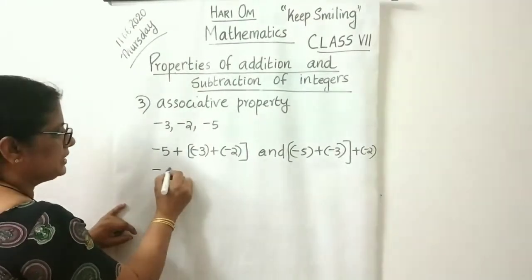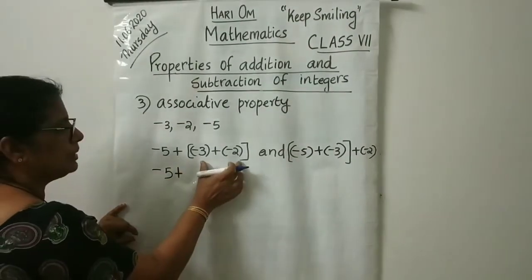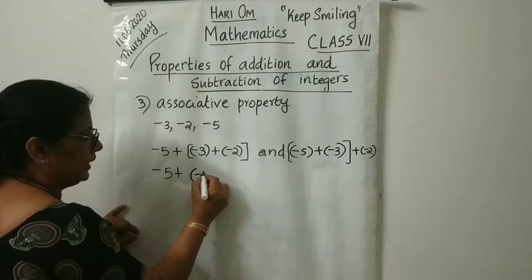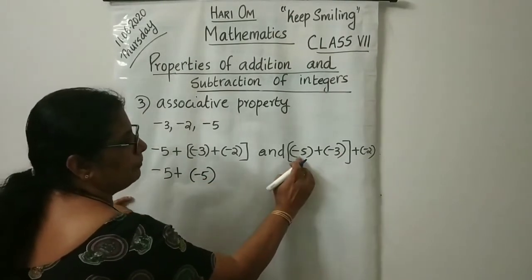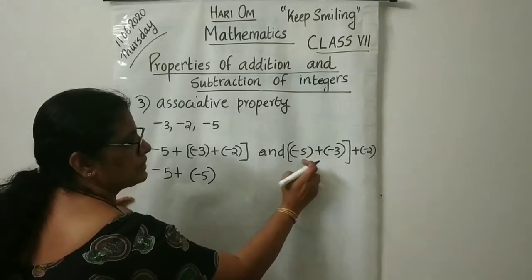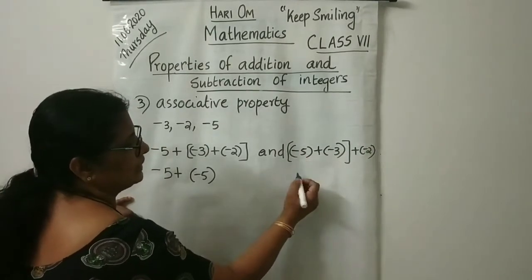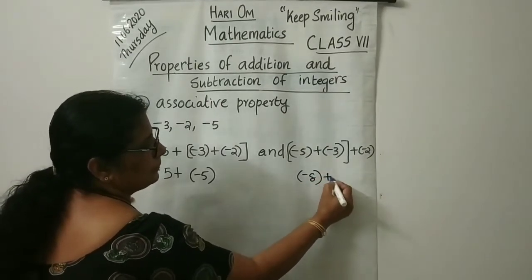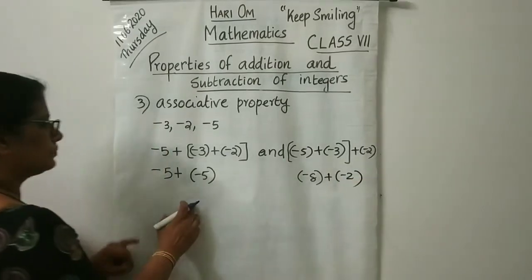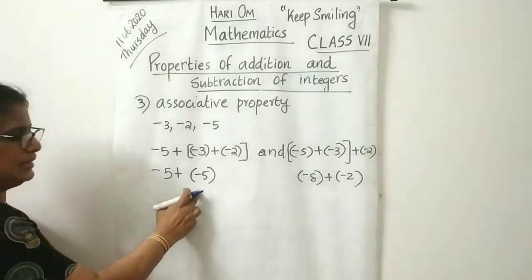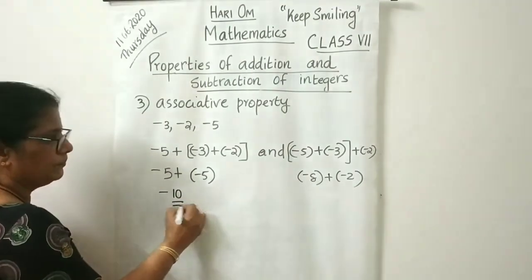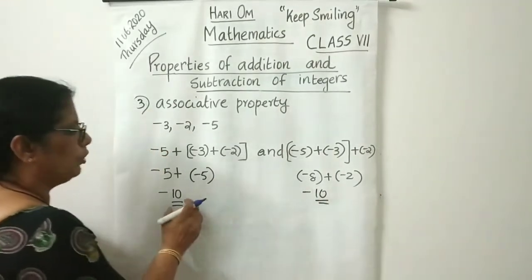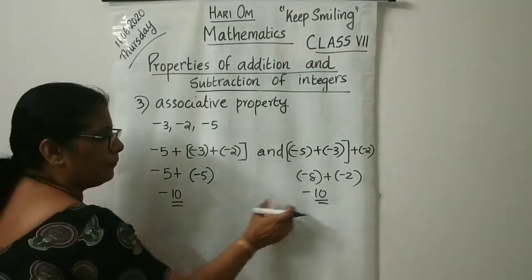So minus 5 plus, these two numbers are in bracket, you have to do this first. So minus 3 plus minus 2 is minus 5. And here minus 5 plus minus 3, these two numbers are in bracket, so we have to do this first. Minus 5 plus minus 3 is minus 8, plus this minus 2. Here minus 5 plus minus 5 is minus 10. Here minus 8 plus minus 2 is minus 10. In both the cases the answer is minus 10.